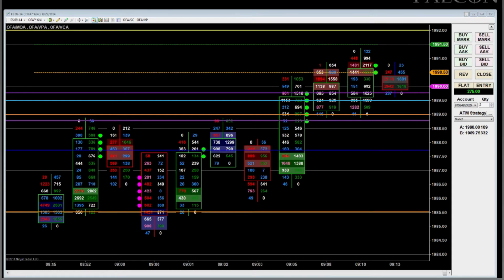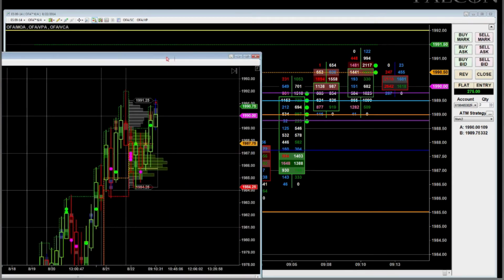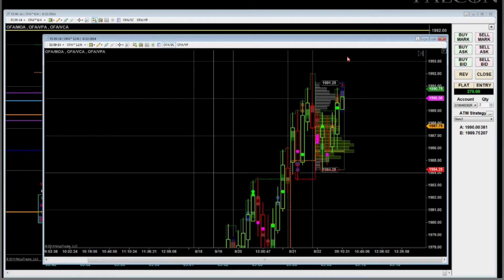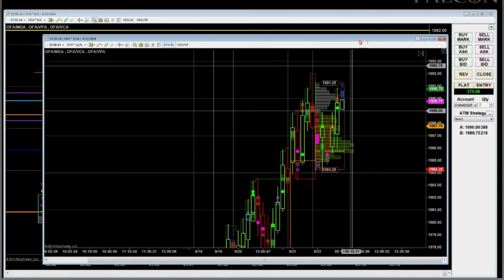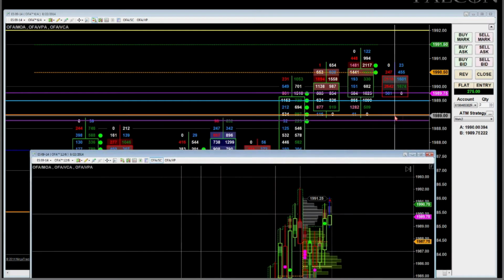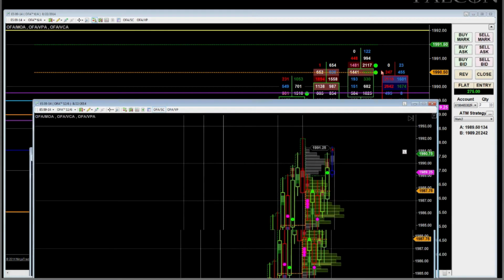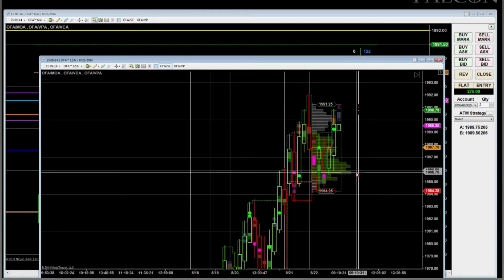All right, if I take a look at the profile here, I see a low volume area here at 89. It's right where our opening swing high is. Volume point of control right now is 85.75.